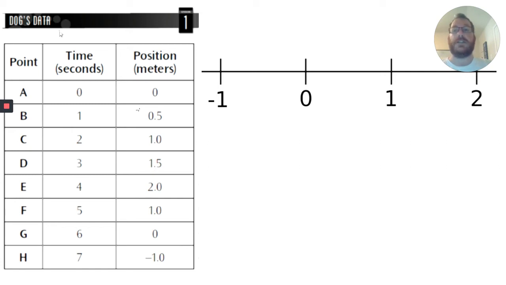So this is actually posted underneath the notes. If you want to do this with me, you're more than welcome. But this is the dog's data. It's basically just a dog that's moving. So here's our dog, and it starts off at a position of 0.